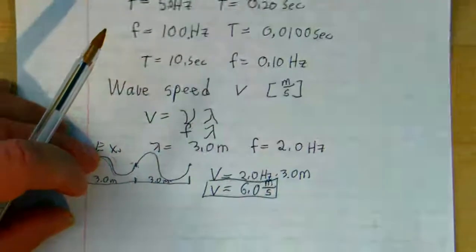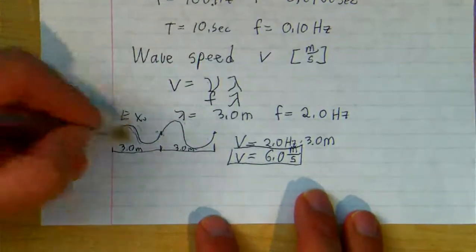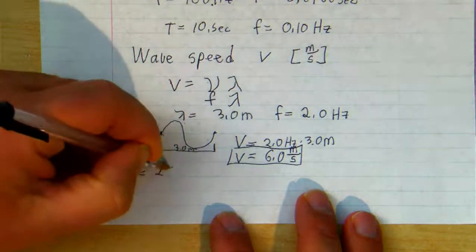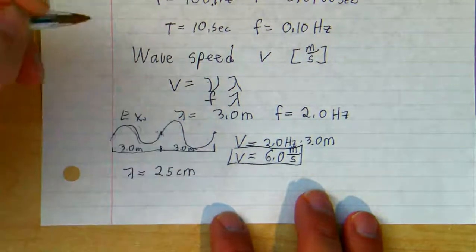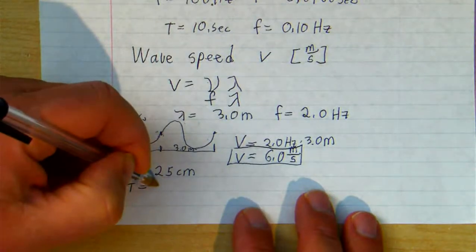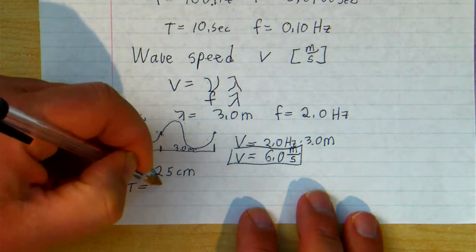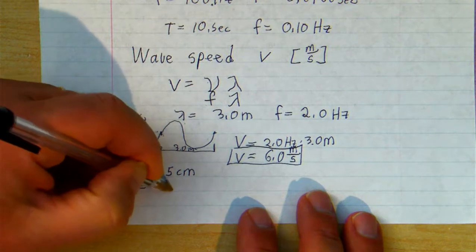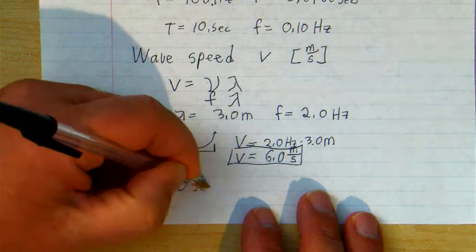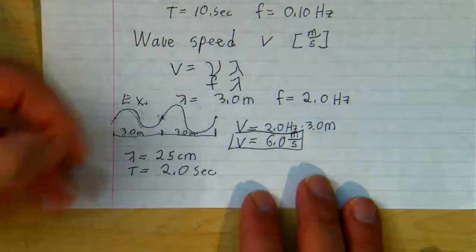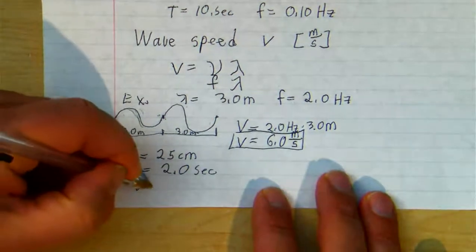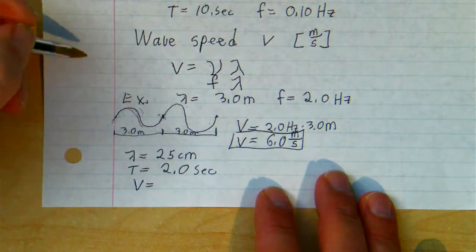Of course, I don't want to keep it that simple for you, right? I want to say, well, what if the wavelength is 25 centimeters? What if the period is, let's say, 2.0 seconds? Now what's the wave speed? And you say, well, gosh, Mr. Turek, I'm going to have to do some conversions here.